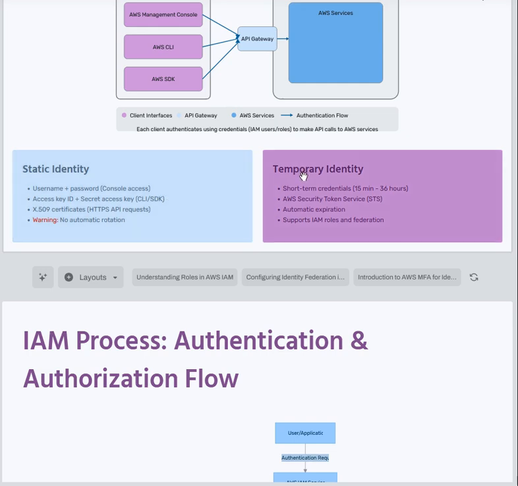The temporary identity, short-term credentials, last 15 minutes to 36 hours. That means 1.5 days, I think, 36, 24 plus 12. AWS Security Token Service, STS, provides you short-term tokens with automatic expiration, so they will expire within a certain short duration. They support IAM roles and federation, right?